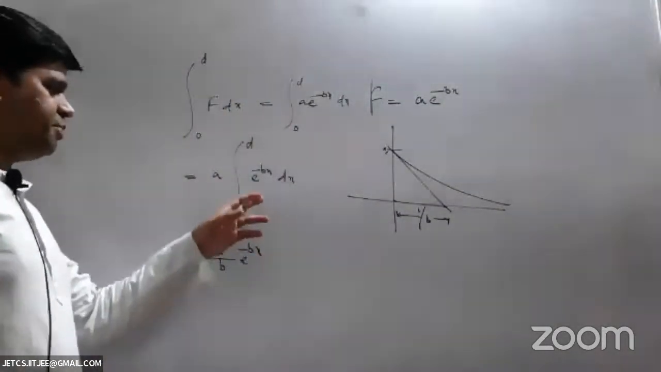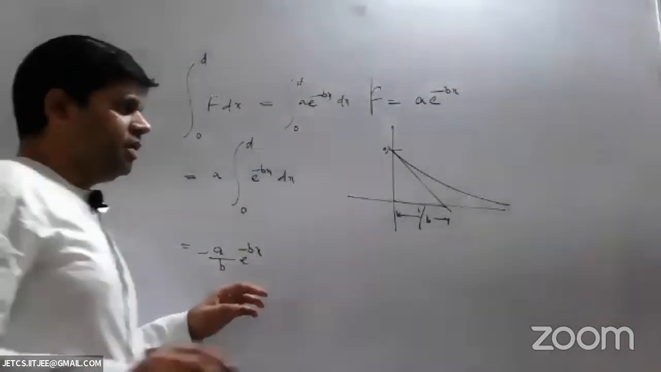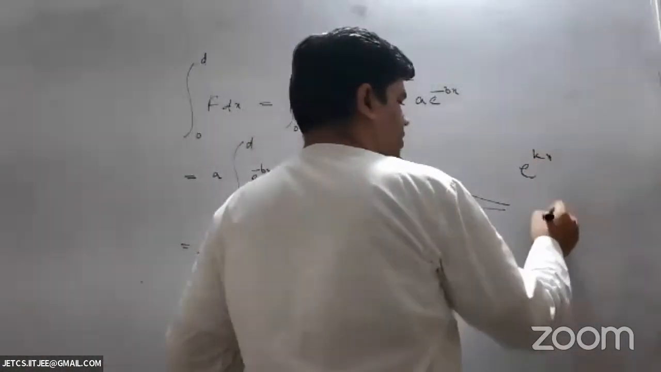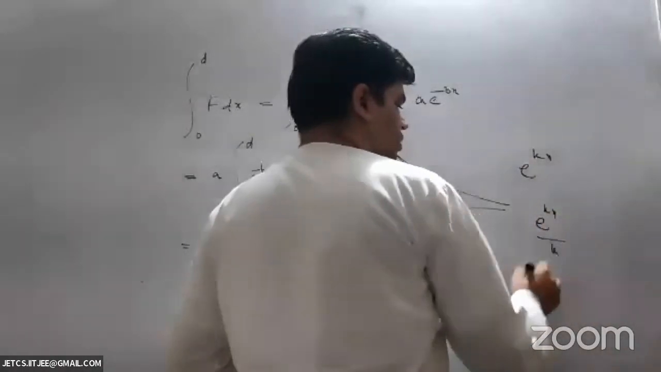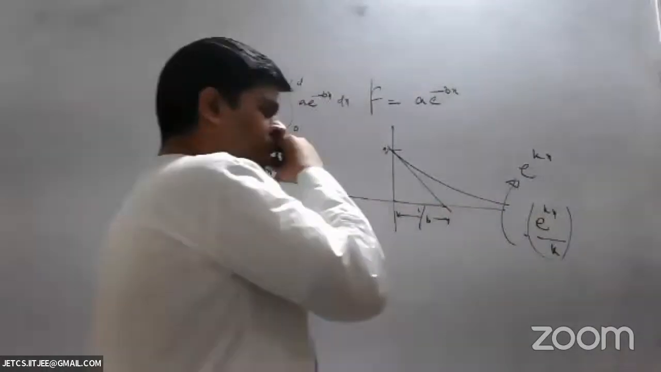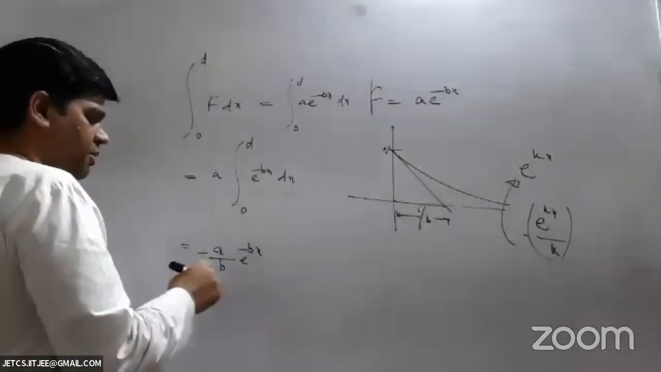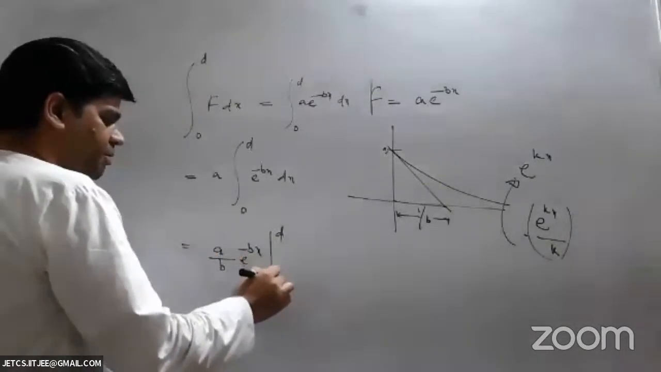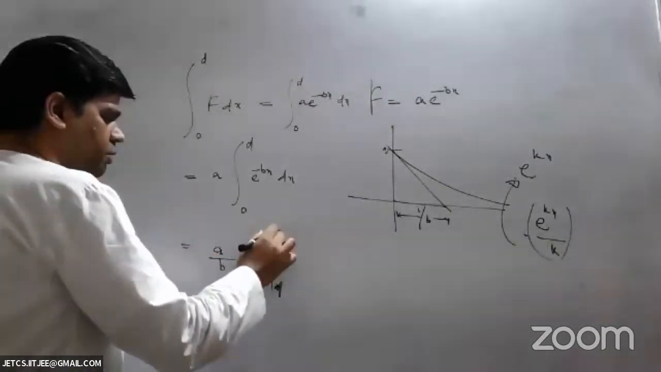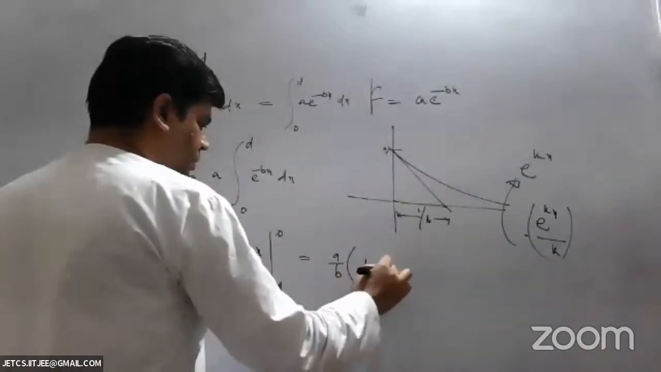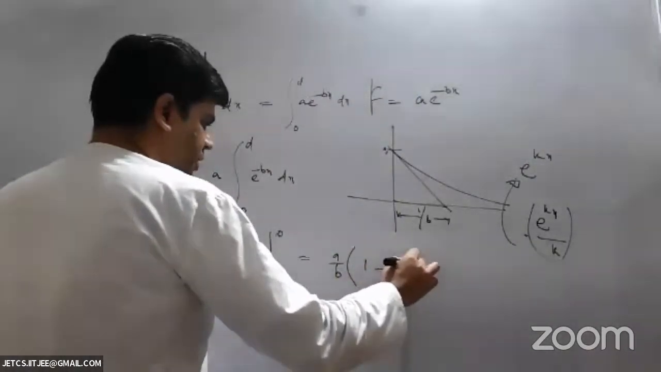It is e power minus bx by minus b. See, the integral of e power kx is e power kx by k, because if I differentiate this, I will get this. So if I integrate this, I'll get this. E power minus bx by b under limit 0 to d. I have got a negative, so I'll invert the limits, d to 0. Now I'll substitute a by b into 1 minus e power minus bd.